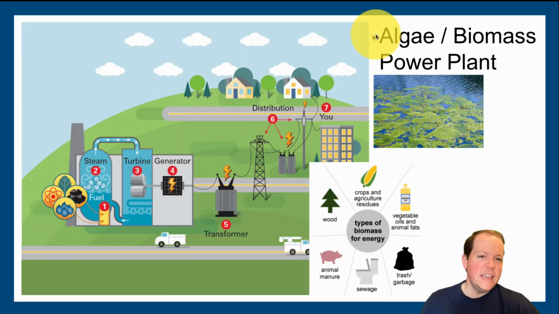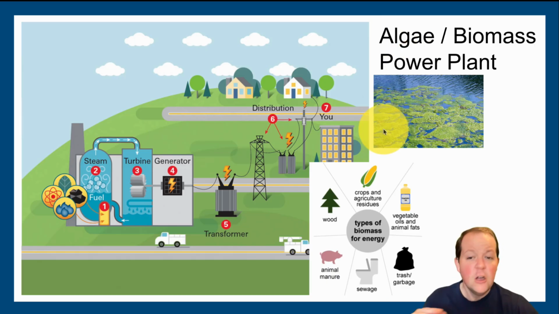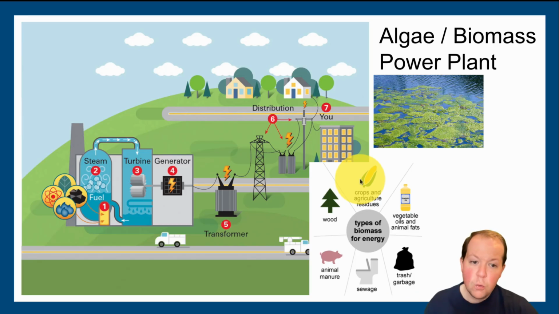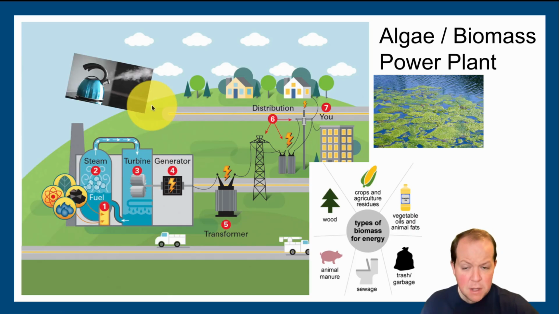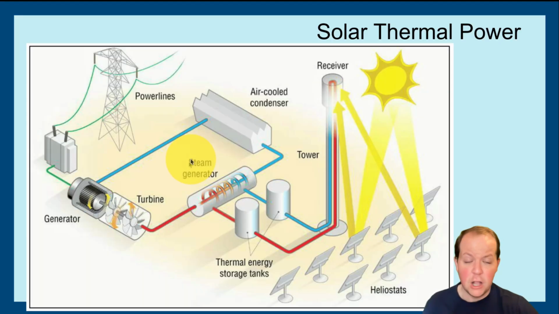Algae or biomass, you don't directly burn algae. You can use it to create oils. I believe you make oil out of it, which will also burn, or you could use crops or pieces of wood or sewage or garbage or old vegetable oil. All of these things are potentially flammable, so you burn them, you pass water in pipes nearby, that water turns to steam, that steam will spin a generator.